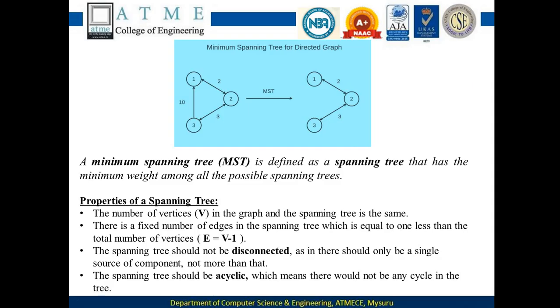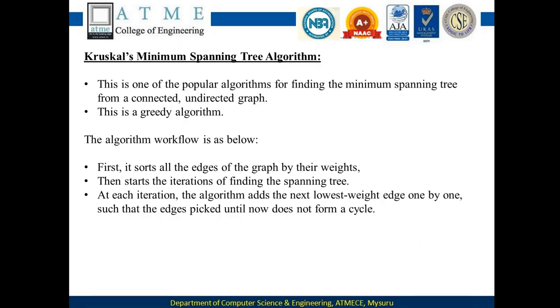The spanning tree should not be disconnected. Here all the vertices are connected, so it satisfies the third rule. The spanning tree should also be acyclic. No cycle forms in this tree structure, so it is a spanning tree and the spanning tree properties have been satisfied. A minimum spanning tree is the one which has the minimum weight among all the possible spanning trees, and Kruskal's is one of the algorithms which allows you to find the minimum spanning tree.